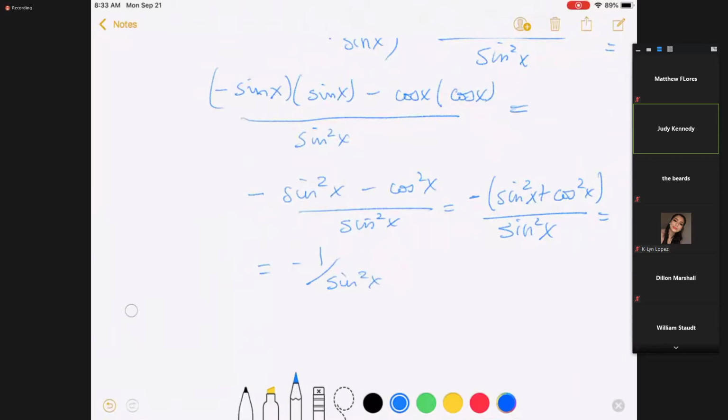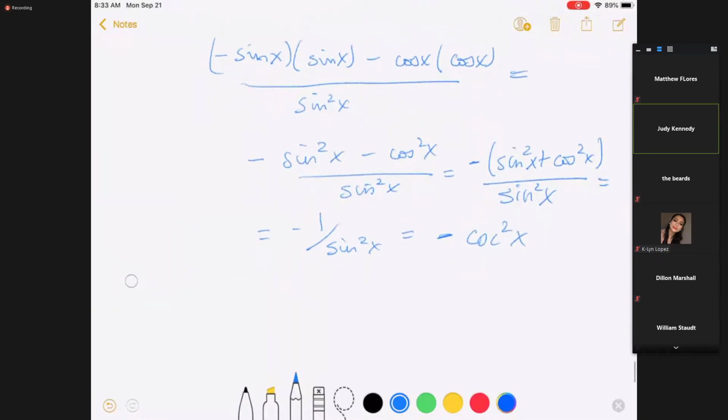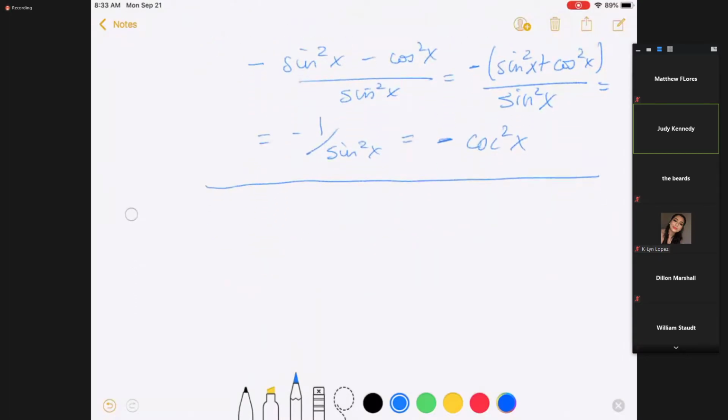And 1 over the sine is the cosecant. So it's minus the cosecant squared of x. Okay. So that gets us the derivative of the tangent and the cotangent. And the secant and the cosecant are as easy. The derivative of the secant function, well, the secant is 1 over the cosine.